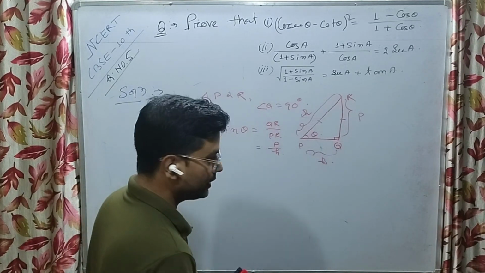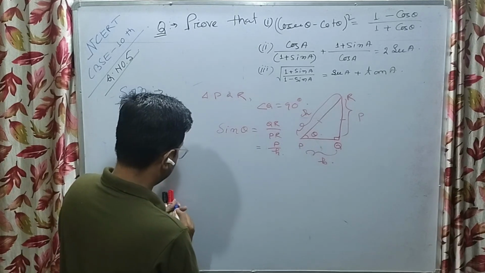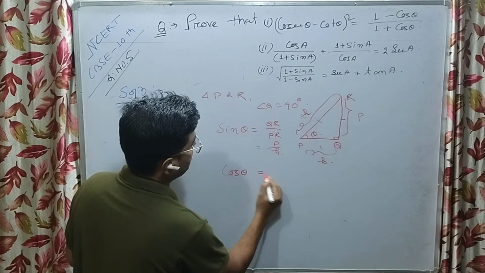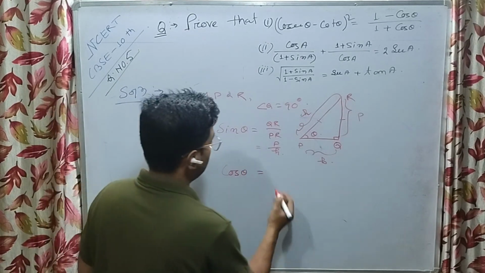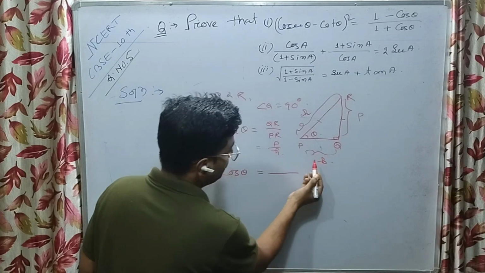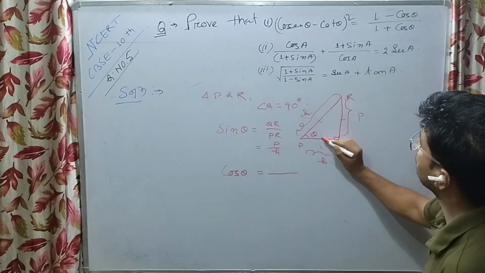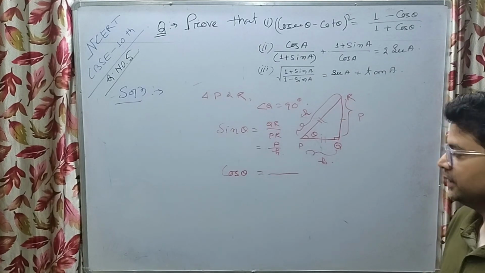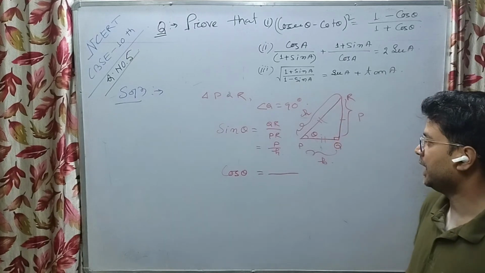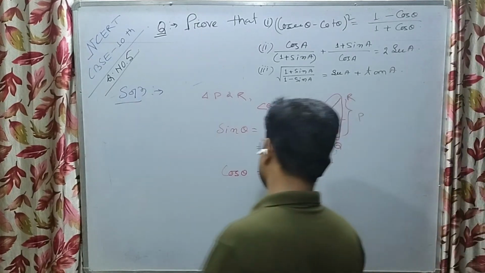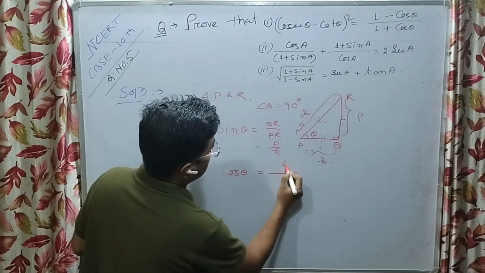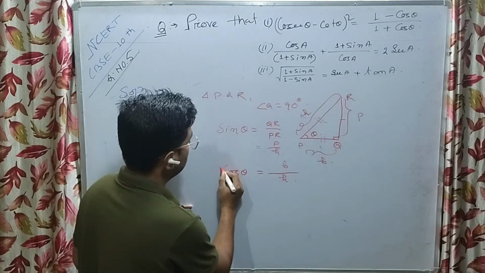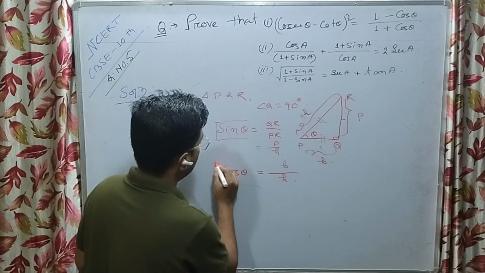And another ratio is cos theta. Cos theta is equal to what? Cos theta is equal to the ratio between base and hypotenuse, that is base by hypotenuse. Then cos theta is equal to, I can write, B by H. Okay. Already sin theta and cos theta are obtained.